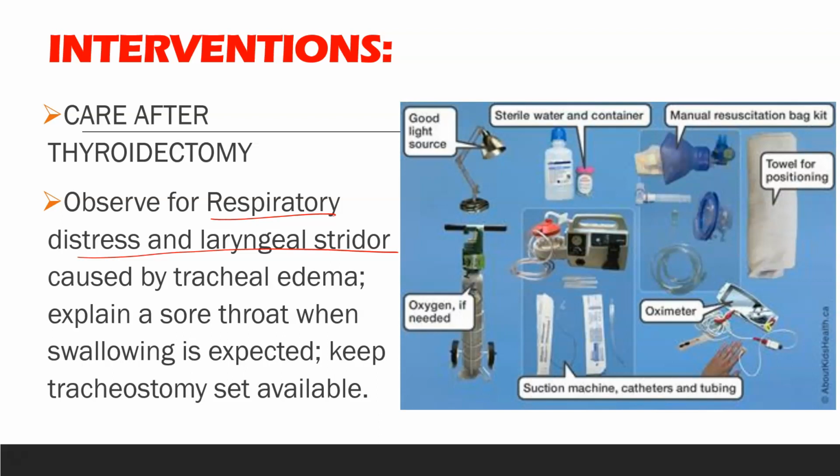So, you have there your good light source, your oxygen tank, your sterile water and container, and your suction machines. Actually, for most of our clients in the ICU who have a tracheostomy, it's like a standard. Ito talaga yung mga ginagawa namin. All of these equipment should be at bedside, most especially your manual resuscitation bag and also your tracheostomy set. Okay, your pulse oximeter, that's a standard in the ICU. You have your suction machine, catheters, etc., so that we don't need to panic when the time comes that the client suffers from respiratory distress.